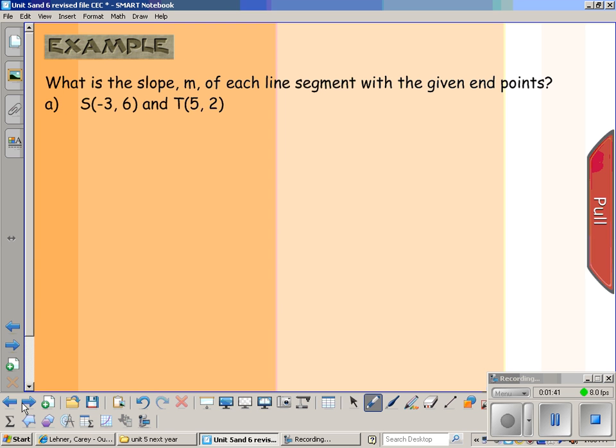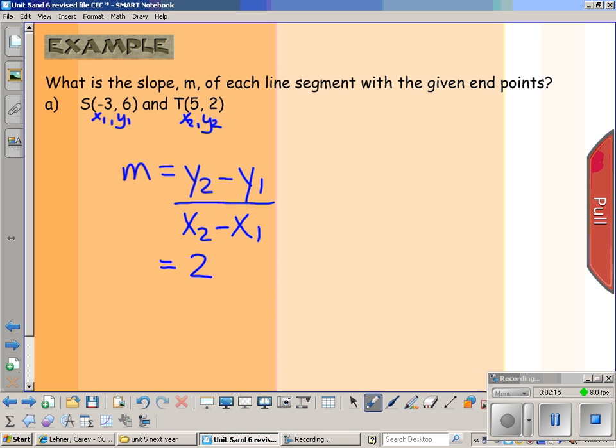For example, what is the slope of a line segment that has points (-3, 6) and (5, 2)? Well, we can use our slope formula: m equals y2 minus y1 over x2 minus x1. M represents the slope. That is the variable we use when we are talking about slope. And we can label these points. I'll label the first coordinate x1, y1, and the second coordinate x2, y2. So now we can substitute the values into the appropriate spots. y2 is 2, y1 is 6, x2 is 5, x1 is -3.